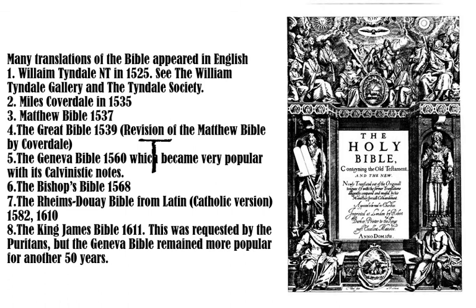Miles Coverdale in 1535, he did the Old Testament. And we have the Matthew Bible, 1537. We have the Great Bible of 1539, which is a revision of the Matthew Bible by Coverdale. Then we have the famous Geneva Bible of 1560, which became very popular with its Calvinistic notes. And this was the Bible used by the Pilgrims. Then we have the Bishop's Bible of 1568. Then we have the Reims Douay Bible, a Latin Catholic version. Then we have the King James Bible, 1611. This was requested by the Puritans, but the Geneva Bible remained more popular for another 50 years.